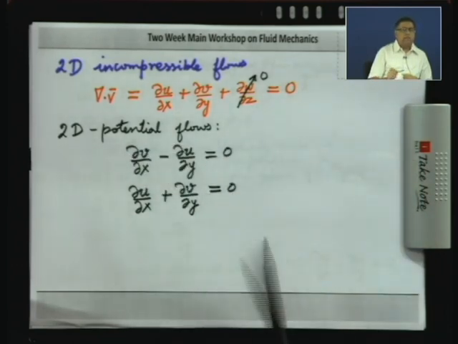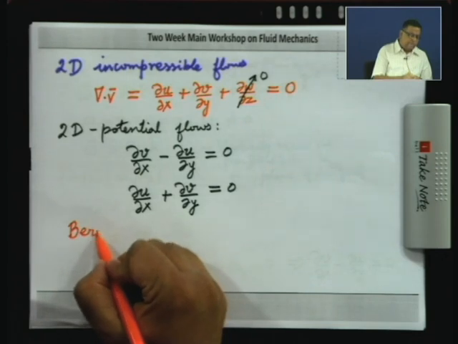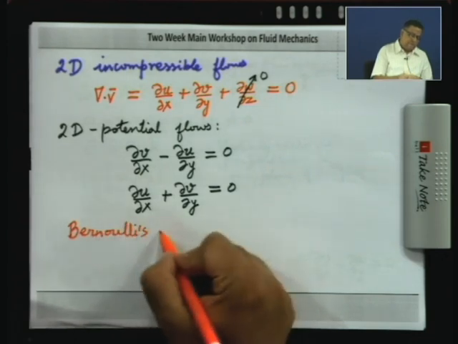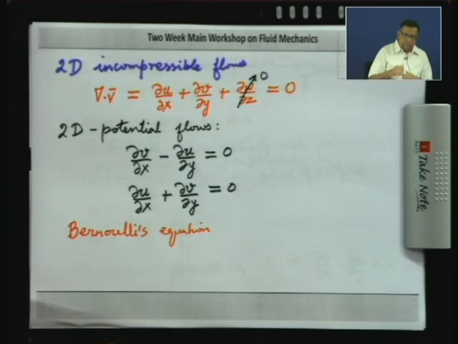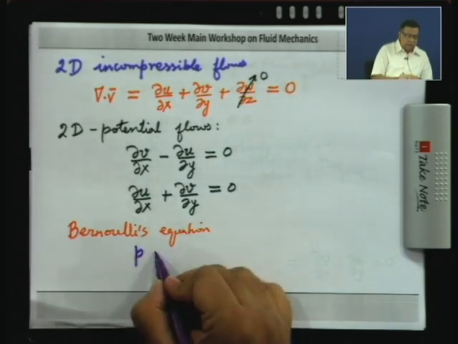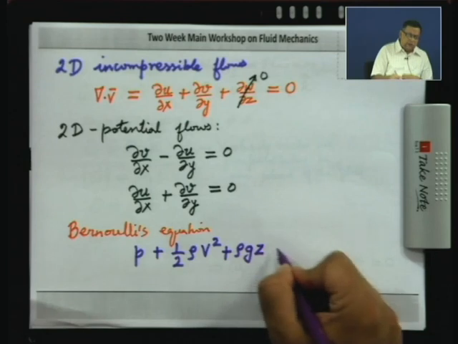Now, from these two equations with appropriate boundary conditions, one can determine the velocity field, and then you can go to the momentum equations to find the pressure. And it has already been shown that when you have irrotational flows which are incompressible, the momentum equations can be integrated, and the integral is your Bernoulli's equation. So, if you look at the Bernoulli's equation, you are going to have P plus half rho v squared plus rho g z equal to constant.